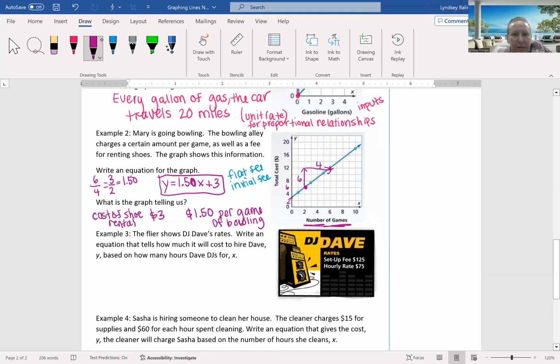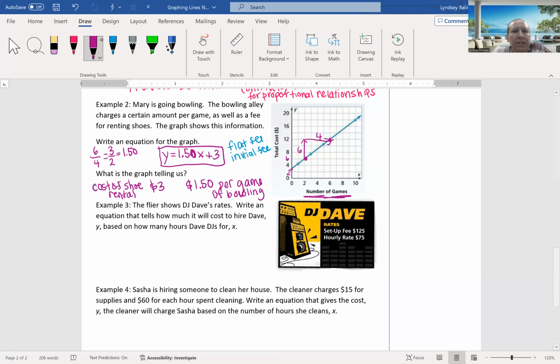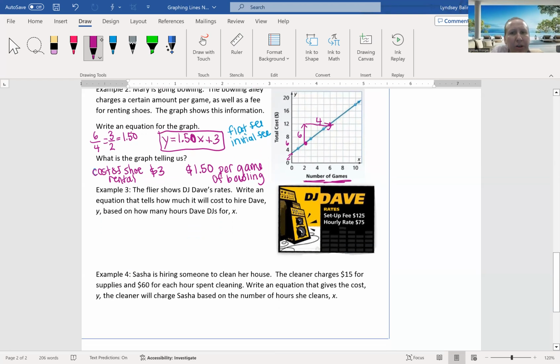Example 3. The flyer shows DJ Dave's rates. Write an equation that tells how much it will cost to hire Dave, y, based on how many hours Dave DJs for, which is x. So y is the total cost and x is the number of hours. In this case, we don't have a graph, so we need to pull out this information from this flyer.